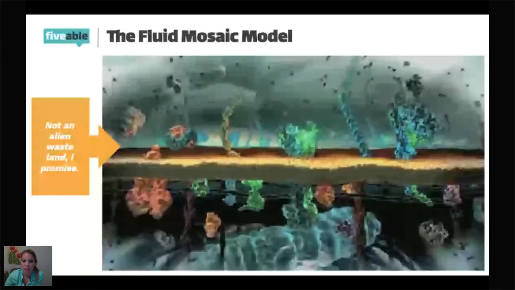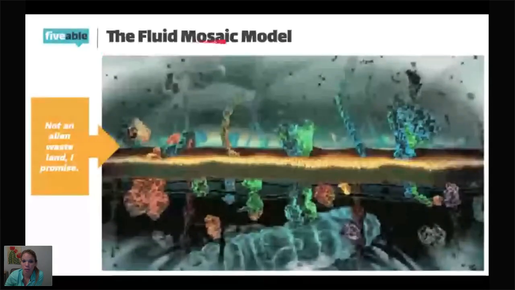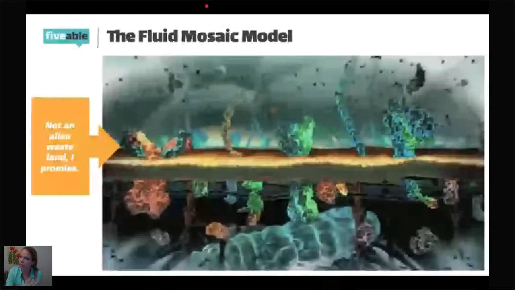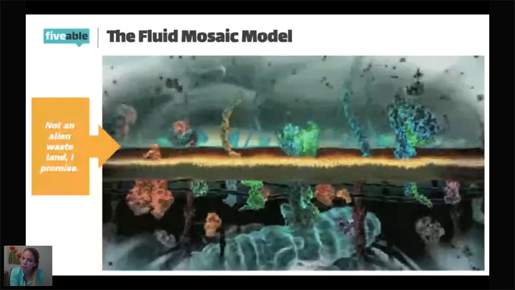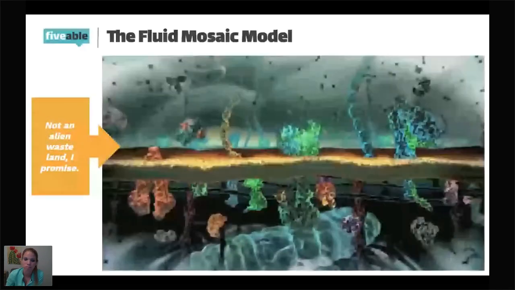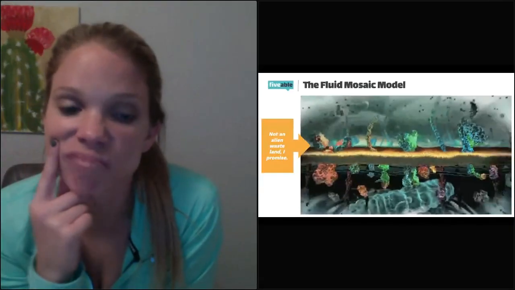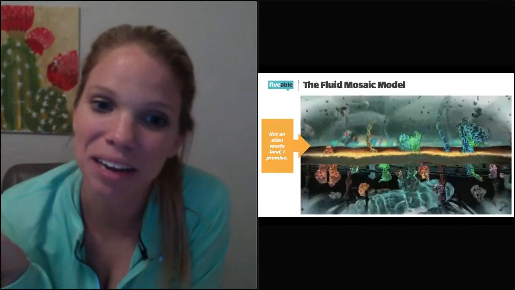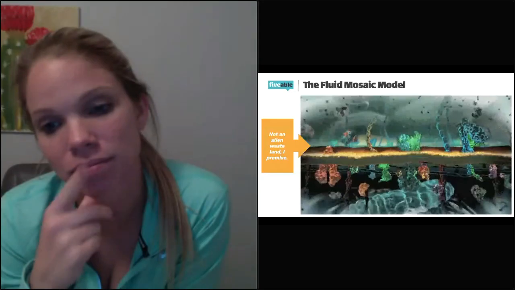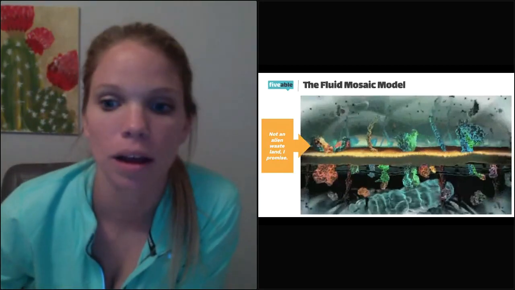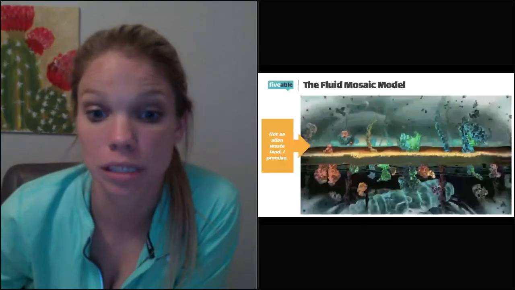One more thing I want to emphasize here, the fluid mosaic model. We call it fluid because it's flexible. Why do we call it a mosaic? Why do we say the cell membrane is a mosaic? Tell me things. Why? So many different parts all together, very good.